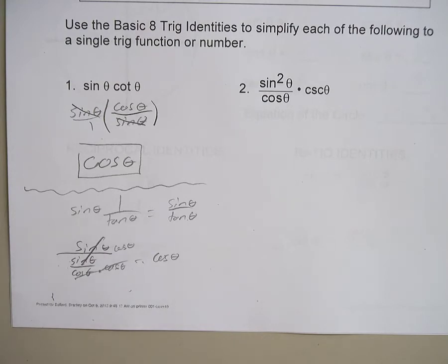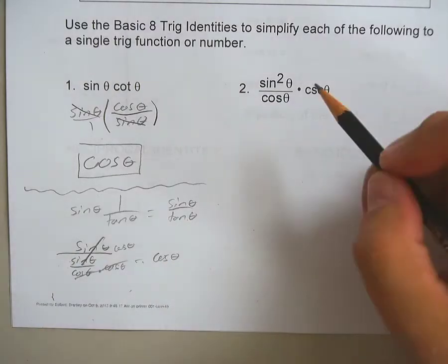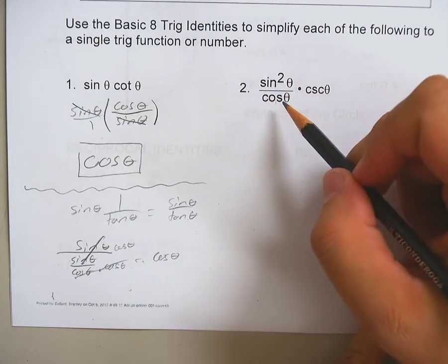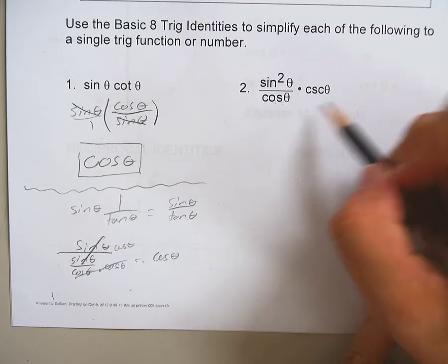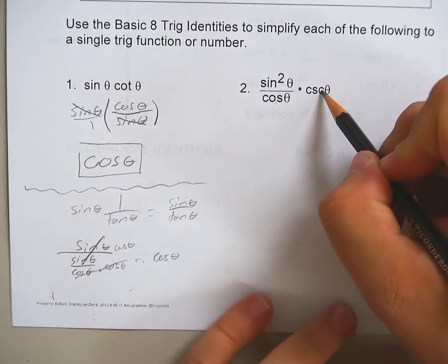Let's look at number 2. Sine squared theta over cosine theta times cosecant theta. Now that would be really annoying to try and plug in 3 different angles, one with a fraction, one squared, one multiplied together, and try and multiply those together by hand. Oh, so annoying. These are already in sine and cosine format, so I can't change those. But can I change cosecant to something?